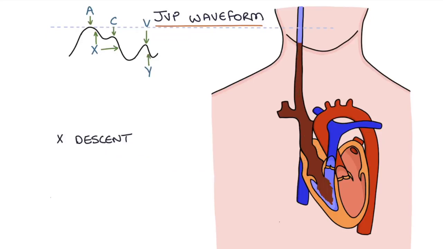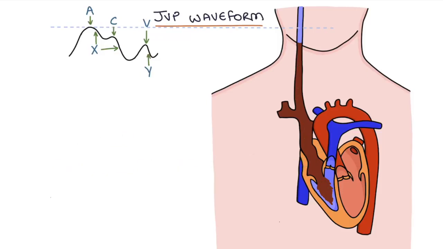The X descent is caused by relaxation of the atria, and the blood flows into the relaxed atria from the internal jugular vein, and this causes a drop in the JVP. At the start of the X descent, there's also blood flowing from the atria into the ventricle to complete the ventricular filling, and this also leads to a fall in the JVP.